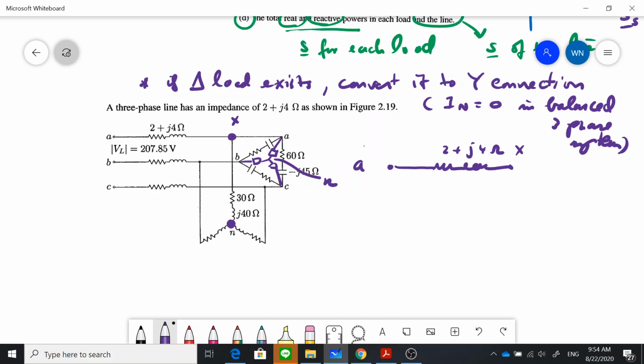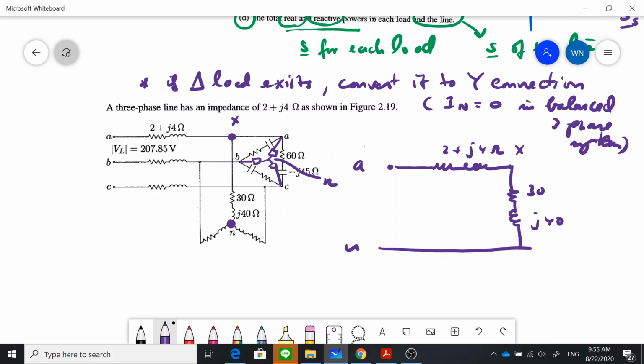So the X, you have the 30 plus j40 ohms connected to the neutral. So it is like this. Okay, this is neutral, and here you have 30, and this is j40. Okay, so soon after the conversion, right? This is the point A or X.